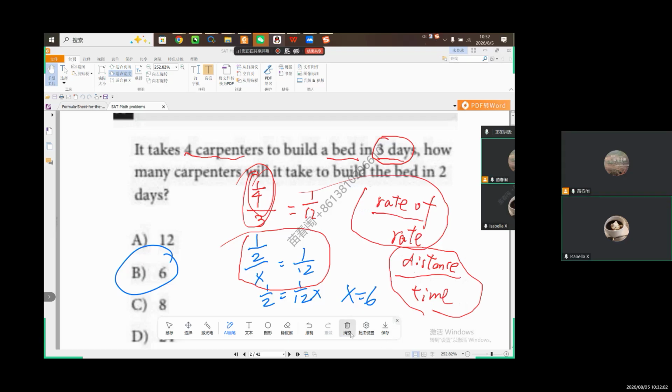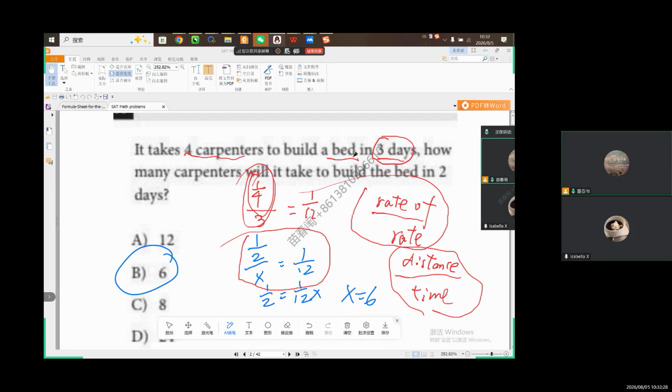Distance over time, so it's like one bed over time, over 3 days, but it's just 4 carpenters. I want to say per one carpenter, so I had to divide it by 4 again. Does that make sense? Of course, my distance is just one bed, the thing that I finished. This is the thing that I finished, which is one bed. So that's why I use 1.